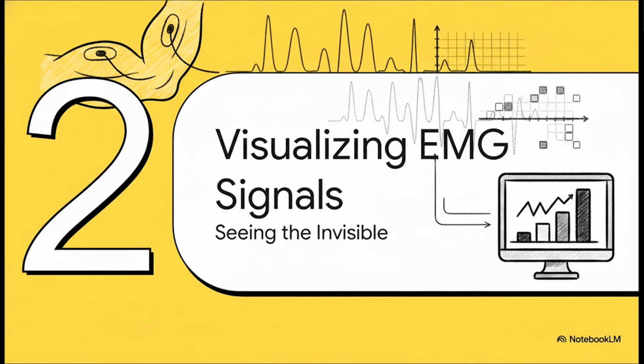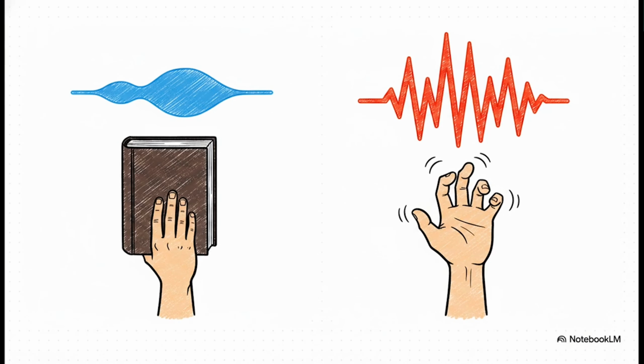Moving right along to Section 2. Visualizing your EMG signals, seeing the invisible. Now, it gets really interesting when we compare different types of actions. Take a look at a static muscle contraction on the left. This is like holding a heavy textbook completely still in front of you. Your muscles are working hard, giving off a steady, sustained hum of electrical activity.